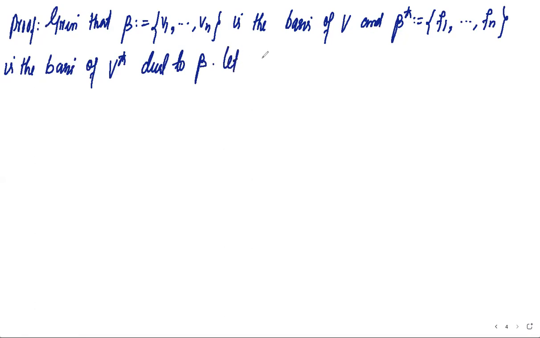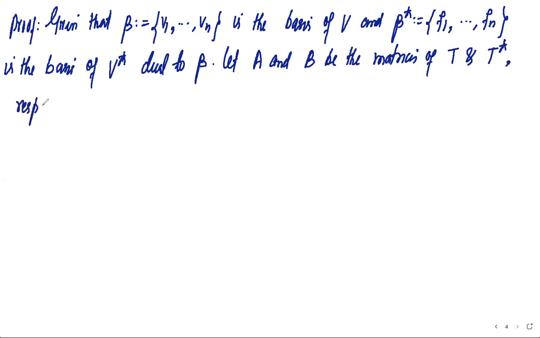Again, let A and B be the matrices of T and T star respectively. So let's call the matrix of T as A and the matrix of T star as B. Now first we will try to construct the matrix A, and then we will show that A transpose is equal to B.